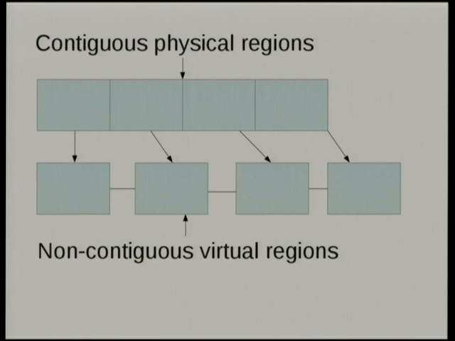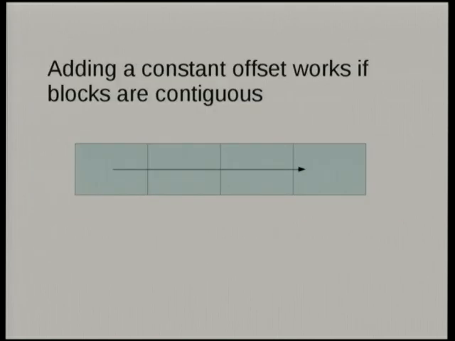Now, say you have a pointer into the first block here. If the blocks are contiguous, then you can access the last block just by adding a constant offset.